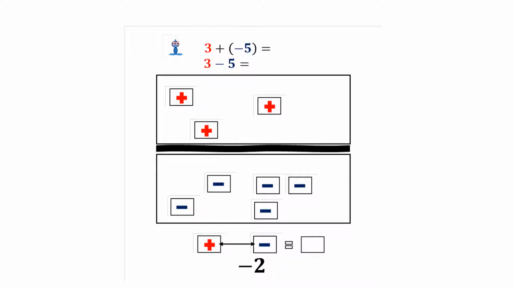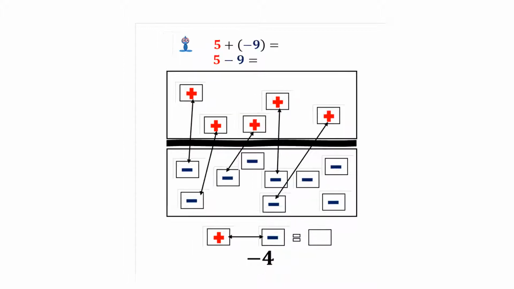Now we have 3 plus a negative 5, or it could be written as 3 minus 5. Now we take the 3 boxes with the plus signs and match those up with 3 of the boxes with the negative signs. And so that would leave 2 boxes with negative signs. So 3 plus a negative 5, or 3 minus 5, is negative 2.